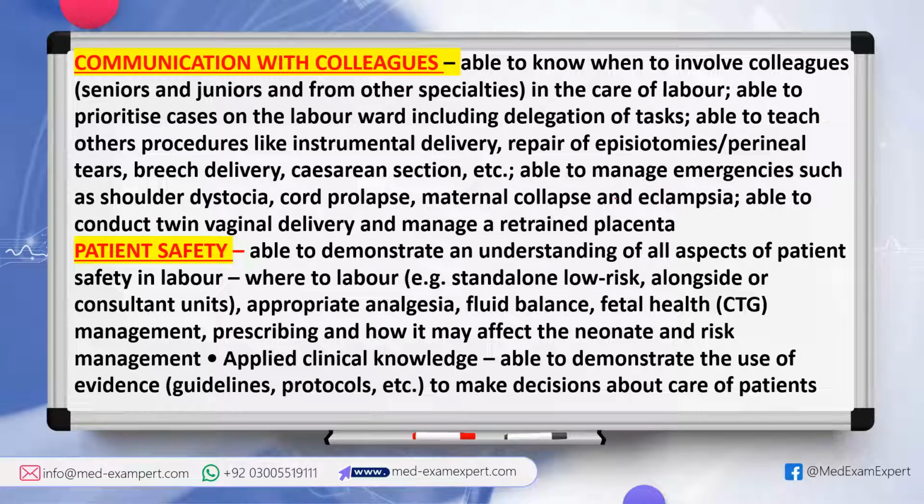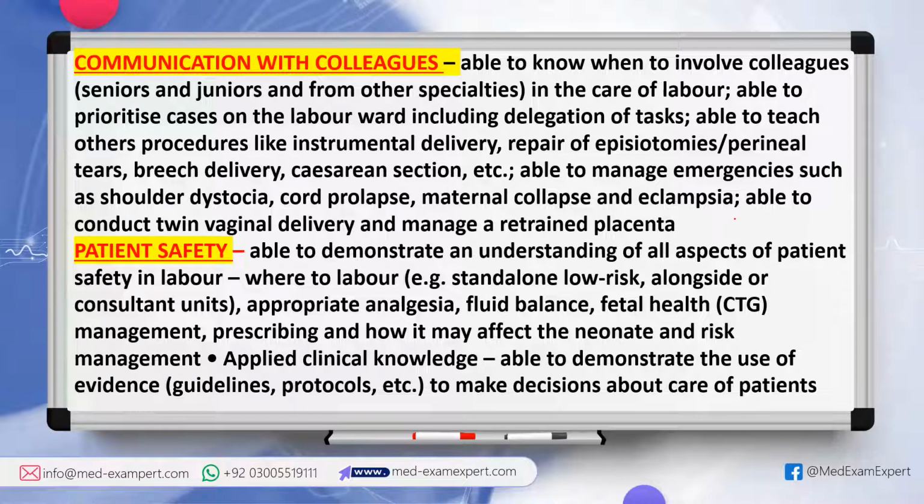You need to be able to manage emergencies such as shoulder dystocia, cord collapse, maternal collapse, eclampsia, and be able to conduct twin vaginal delivery and manage a retained placenta as well. So, in toto, what I can emphasize is that a good candidate, because you are ST4 or ST5, who is going to become ST6 sooner or later.